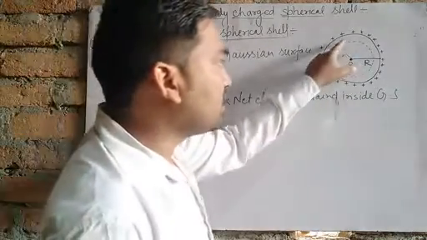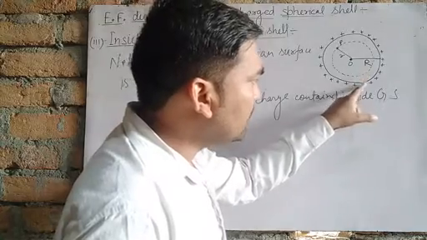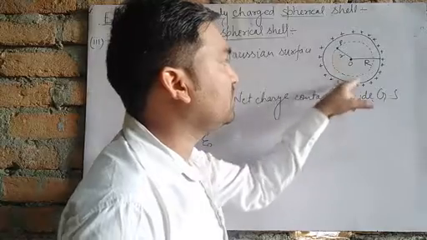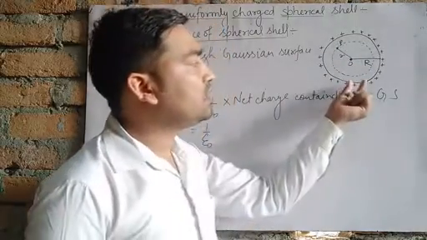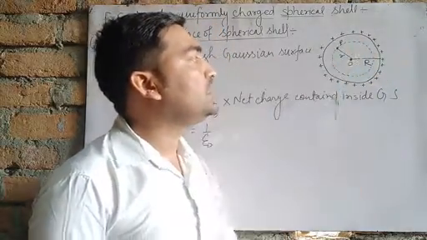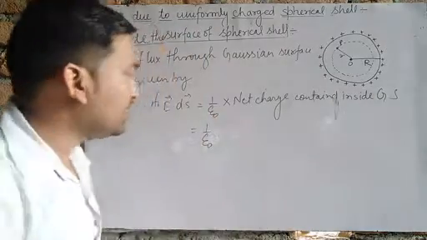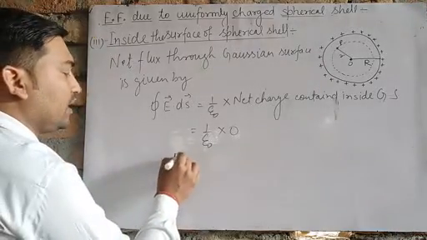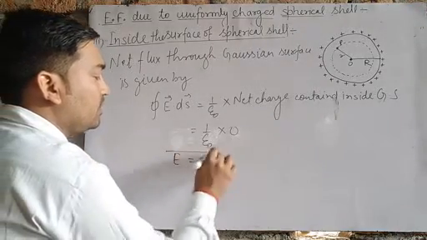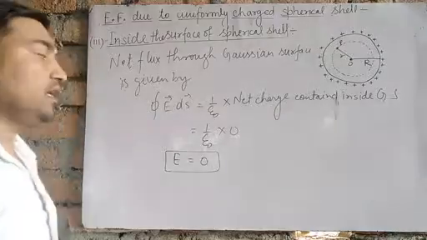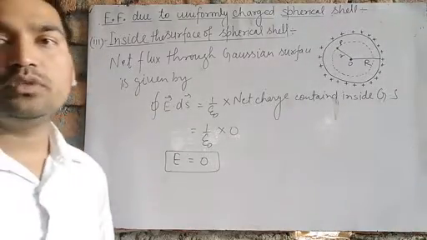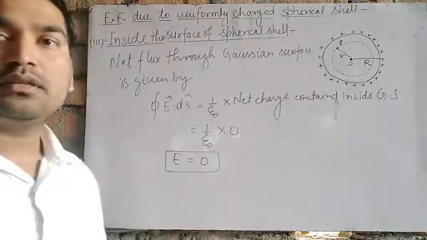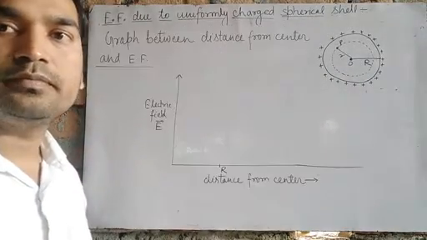What is the net charge inside the Gaussian surface? All the charges are just outside this Gaussian surface. This dotted line is the Gaussian surface, and the charges lie outside the Gaussian surface. Then the net charge inside the Gaussian surface is 0. That's why the electric field inside the spherical cell is 0. This is one of the most important parts. Inside the Gaussian surface, the electric field must be 0.